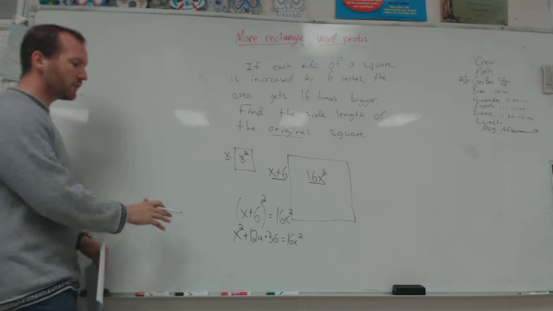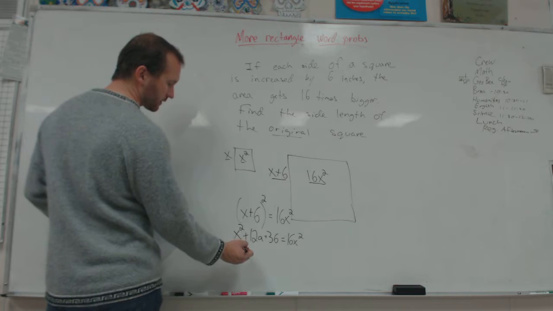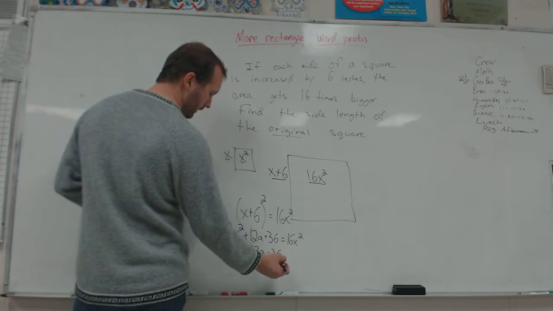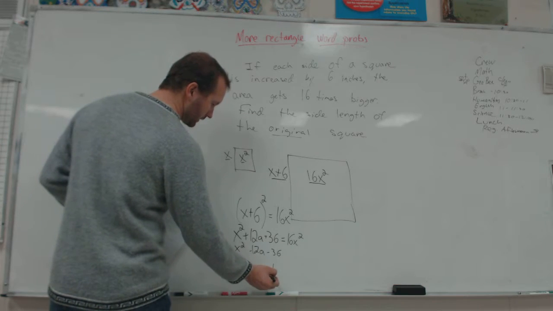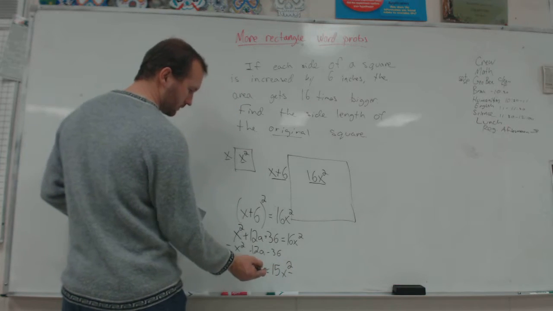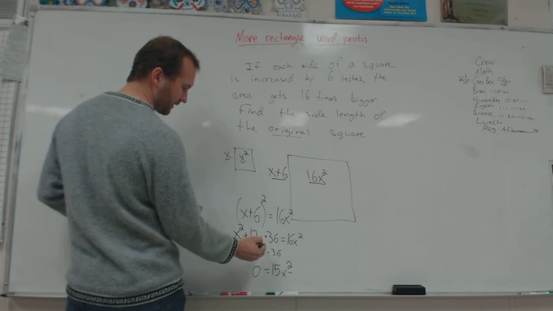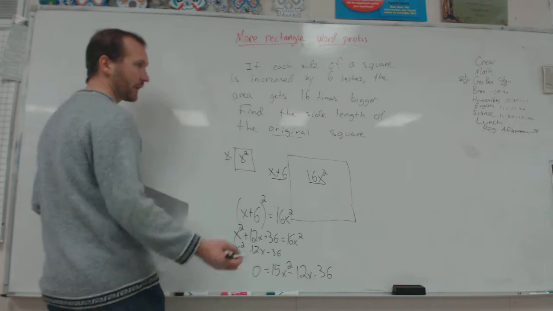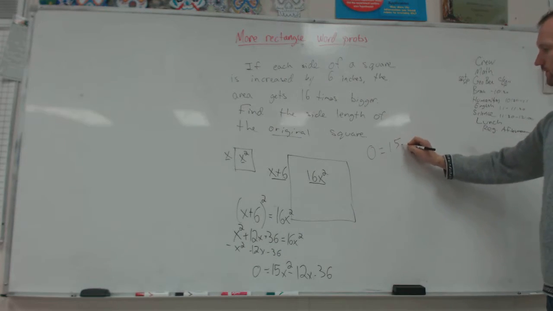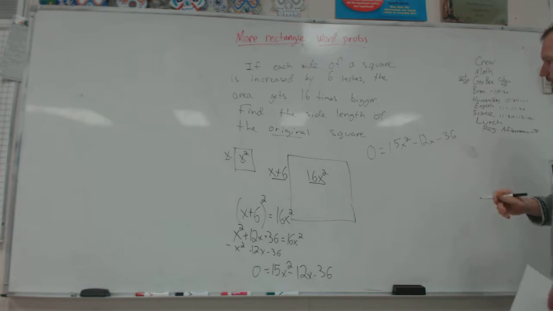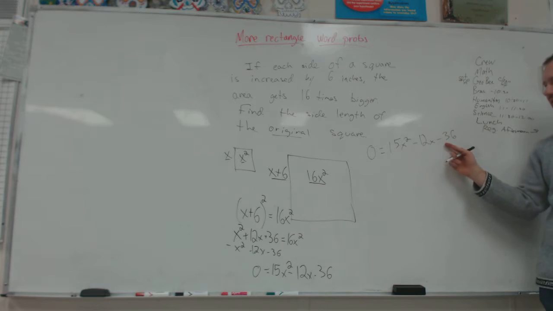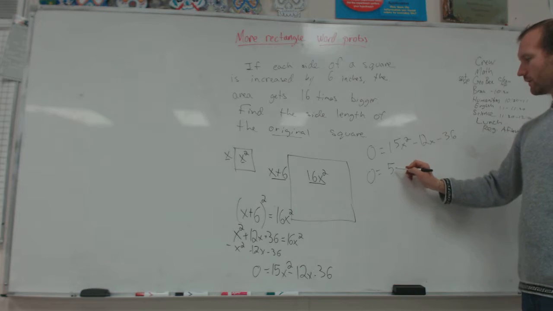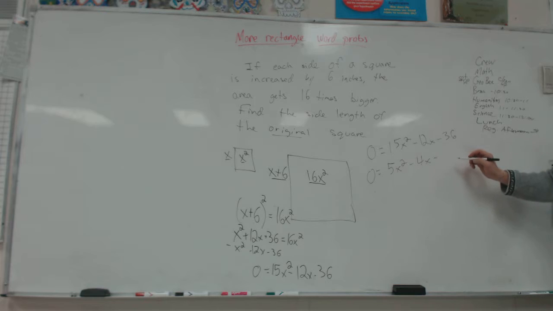Now we need to get one side equal to 0. I'm going to move everything over there because I want to keep my x squared term positive. So I'm going to have 0 equals 15x squared minus 12x minus 36. Now, unfortunately, this is a 15. Otherwise, we could divide a 4 or a 2 into everything. Oh, we can divide a 3 into everything. Good. So let's divide everything by 3. 0 equals 5x squared minus 4x minus 12.